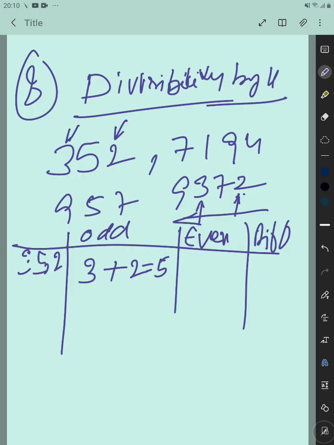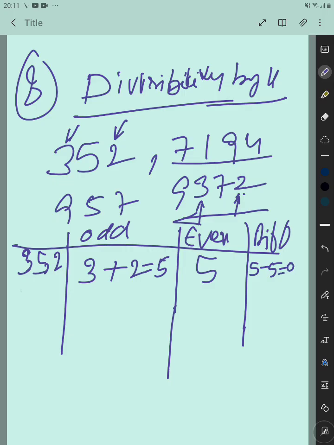Okay, something seems wrong. Let's check whether it is divisible by 11 or not. If we talk about the even place, we have only 5 here. Okay, no, it's fine, no issue. I was thinking something else. Anyway, take the difference: 5 minus 5 is equal to 0.